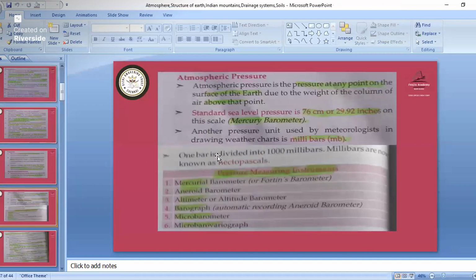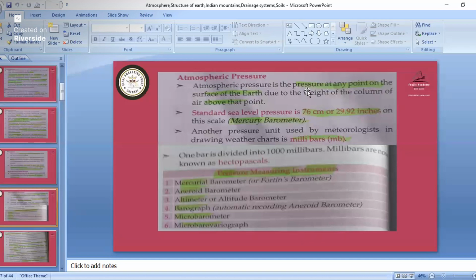Now we will study about atmospheric pressure. In atmospheric pressure, you must know about all these instruments, because these instruments have come once or twice, about this one and a wide barometer. They asked to match the following. Some physical instruments were given, and this also was given. So study about all these instruments.